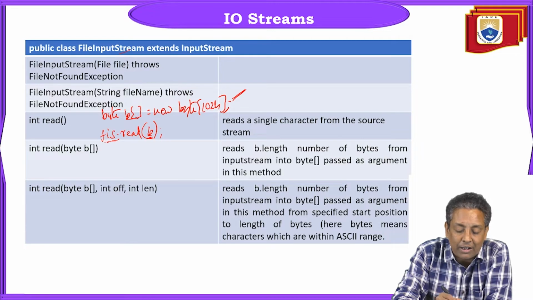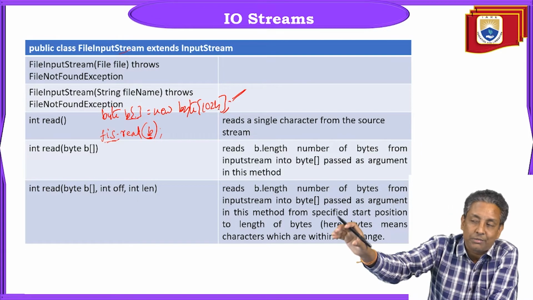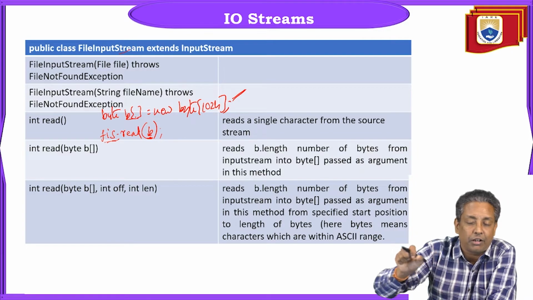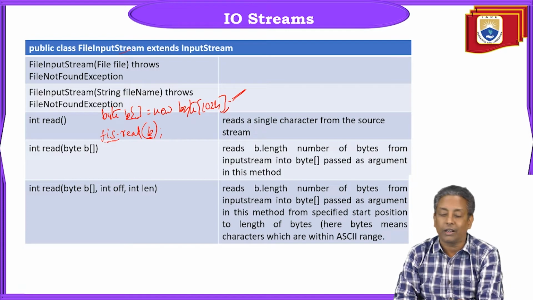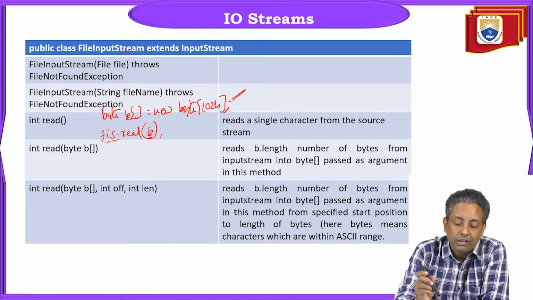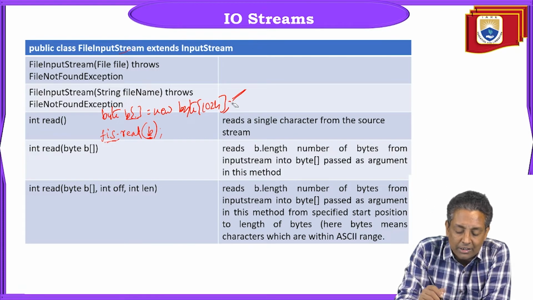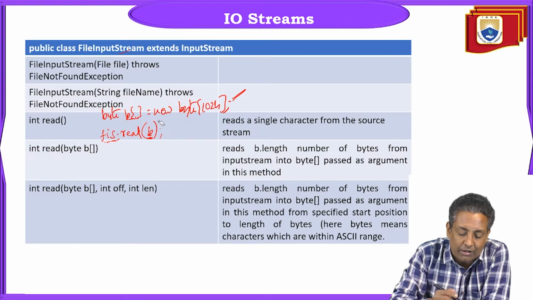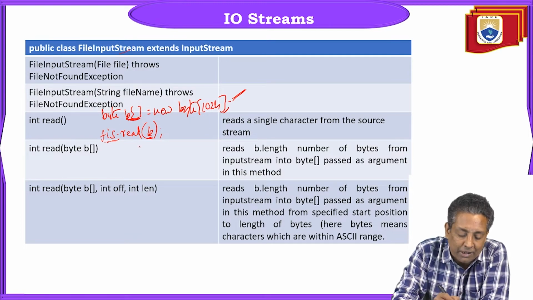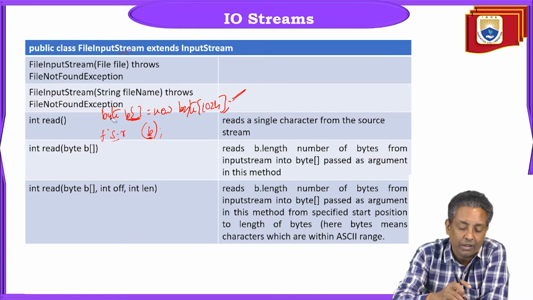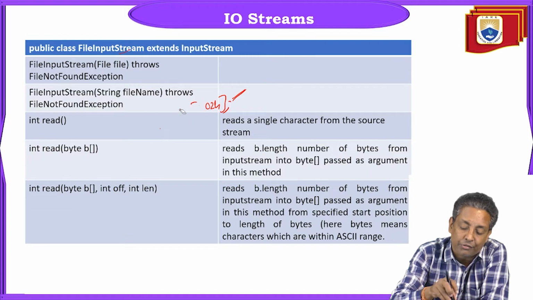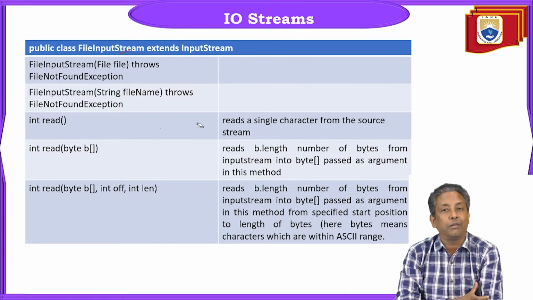It is an empty byte array. You created a size of 1 KB, but as much data as comes from the file, that much content will be populated into this byte array. You need not worry about that. That is the advantage. Once the read method is completed, this byte array contains all the characters that came from the file. Like that, you can read a bunch of data using the read method.